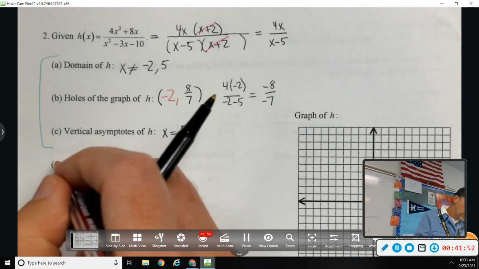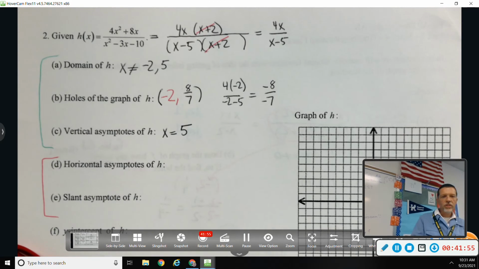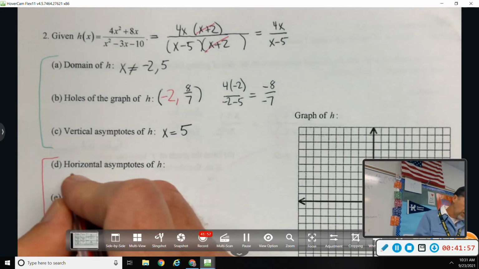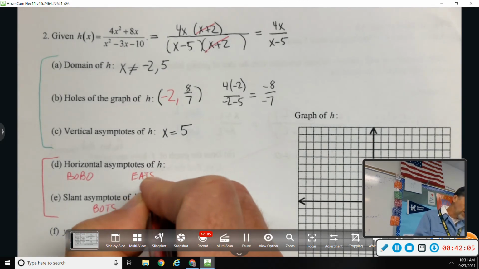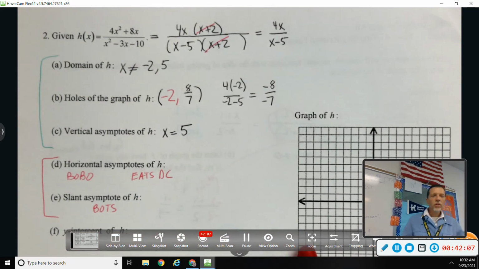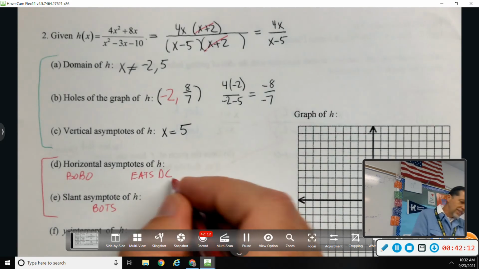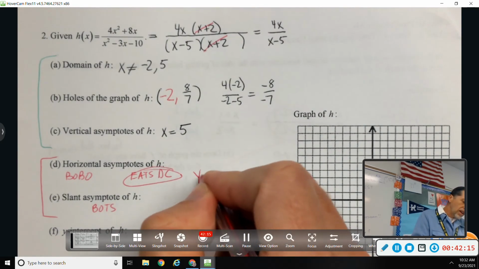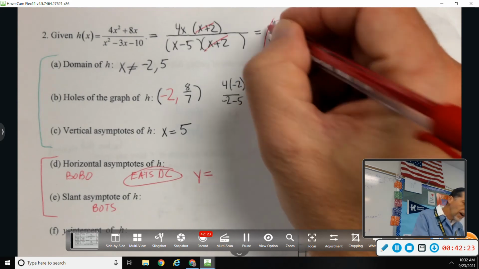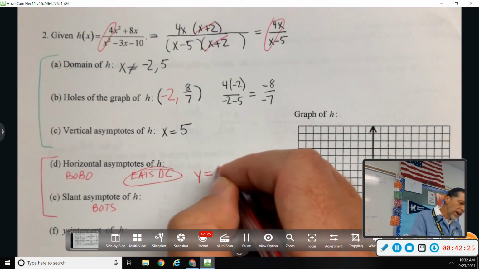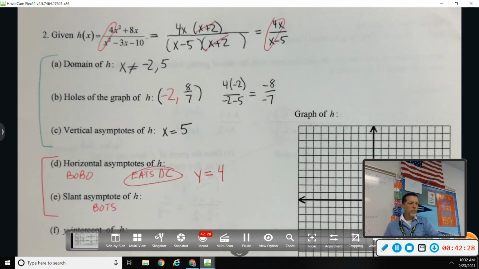Right, horizontal versus slant. Horizontal is BOBO. Slant is BOTS. Horizontal is EATS DC. So which one is this? Is this a BOBO, a BOTS, or an EATS DC? It's an EATS DC. And what do we get when we divide the coefficients? 4. And you can see that on the reduced form or on the original form. Either way, we get 4. And so there aren't any slants.